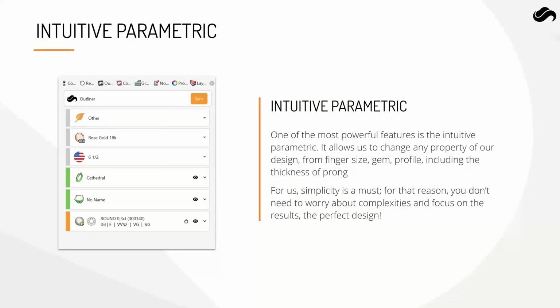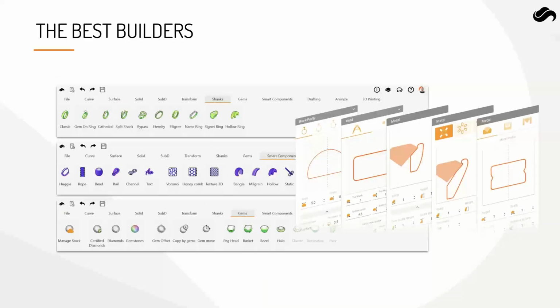The most interesting thing is the intuitive parametric. The idea is we cannot waste time modifying the finger size, or adapting a basket when we change the finger size or the gemstones. Just change what you want and it will be ready. Forget about trees, forget about relations, forget about things. Just focus on creating the best design. I think we have the best builders. Now you will see all of them.